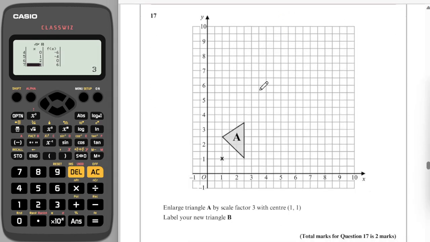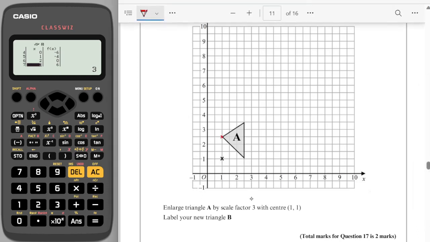Okay, question 17. Enlarge triangle A by a scale factor of 3 with a centre of 1, 1. Label your new triangle, triangle B. So I'm going to start by looking at that coordinate there. Currently that is 3 squares above the point 1, 1. So if I'm enlarging it by a scale factor of 3, that's going to become 9 squares above, so 3, 6, 9, so that's going to move to there.